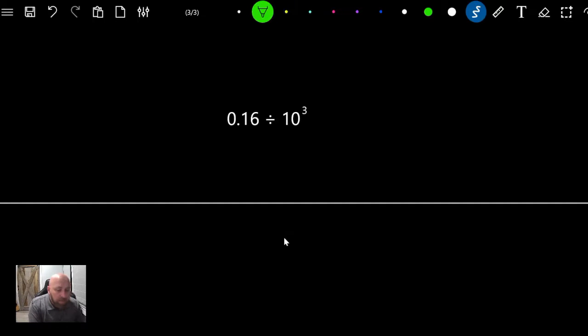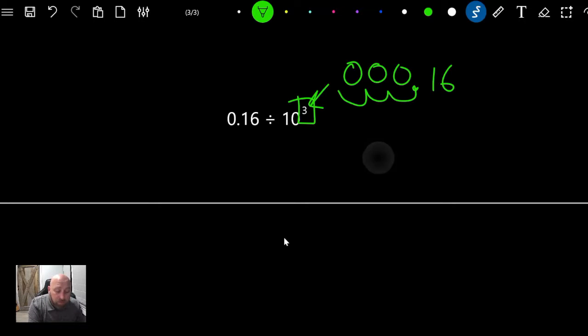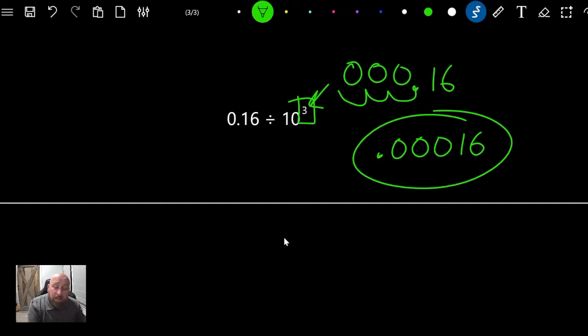All right, so here we go. Now we have 0.16 divided by 10 to the third. Do you remember the little trick that I told you about when it's cubed or when it's to the fifth or when it's to the 10th, whatever it is? Whatever this exponent is, that's how many times you're going to move your decimal. Okay, and we're moving to the left right here because it's division. So I'm going to take my decimal 1, 2, 3 times. I need to fill this in with zeros. So my answer would be 0.00016. And that would be the answer.